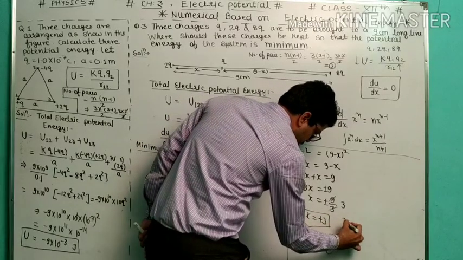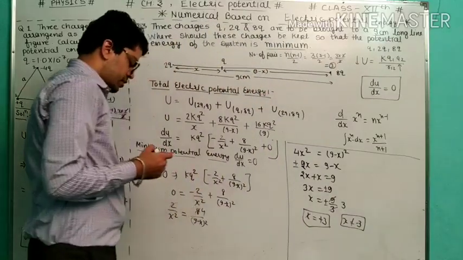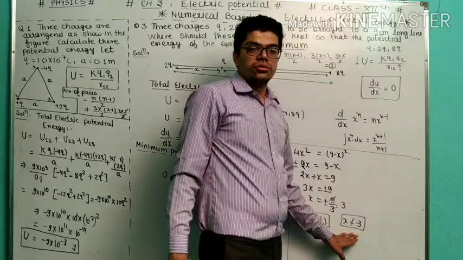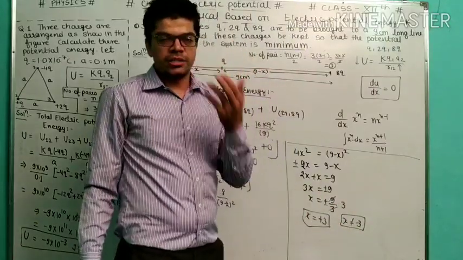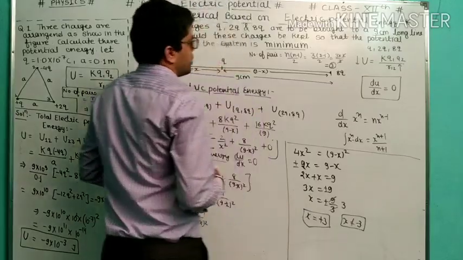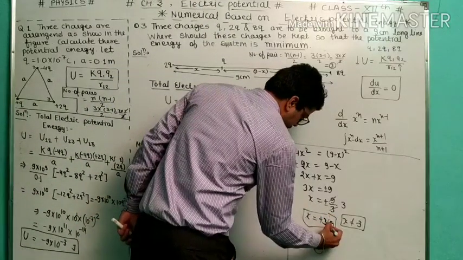It is not x equals minus 3, because negative distance is not available. Understood? You can't say that I traveled minus 3 kilometers. So we got it, the value of x is 3 centimeter.